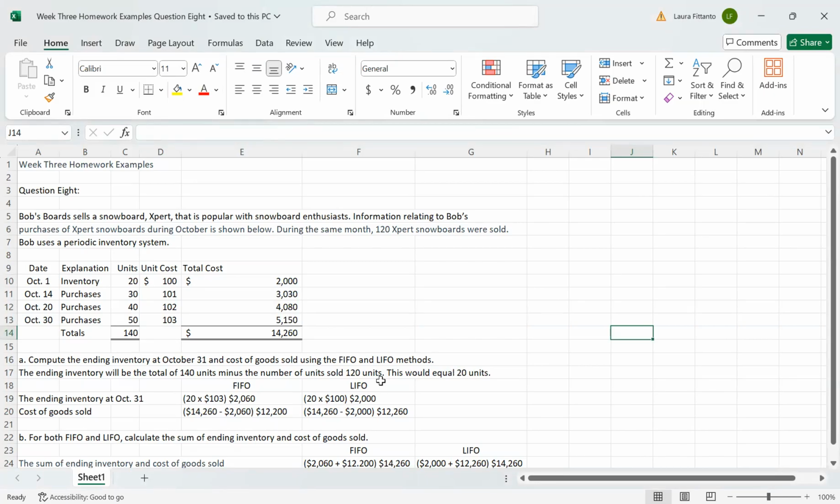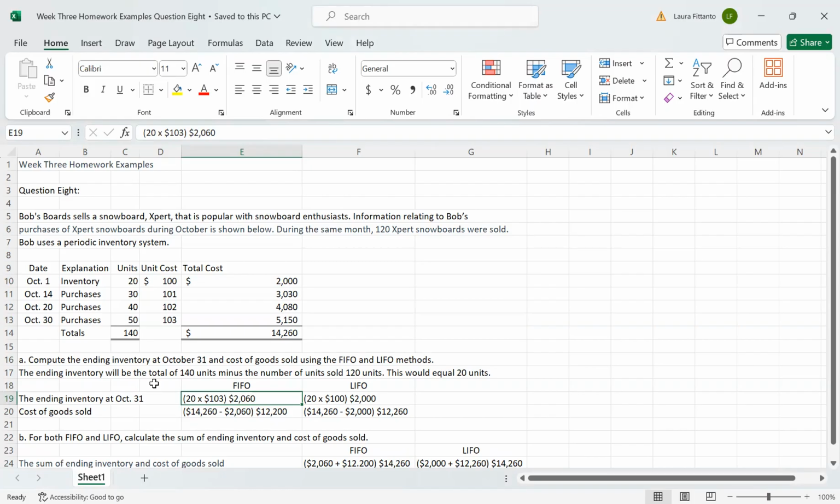To determine it under FIFO, remember under FIFO, the first units in beginning inventory or purchases are going to be the first units sold. So if we have 20 left, it's got to come from this last purchase, which was on October 30th. It was 50 units purchased at 103. That means we have 20 of these left. So if we multiply 20 units times that 103, we get 2,060 for our ending inventory under FIFO.